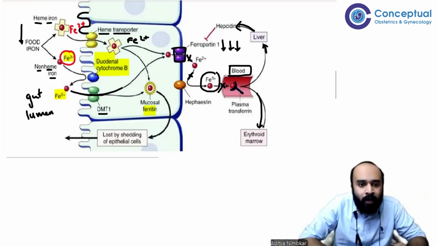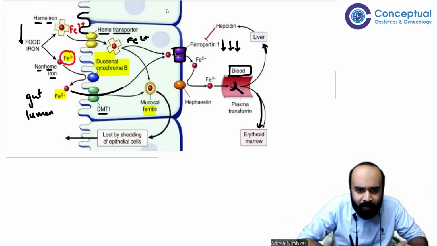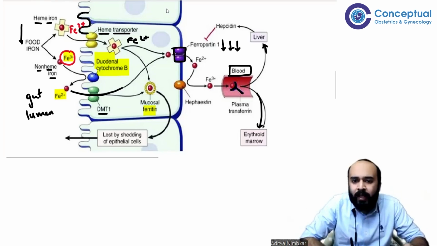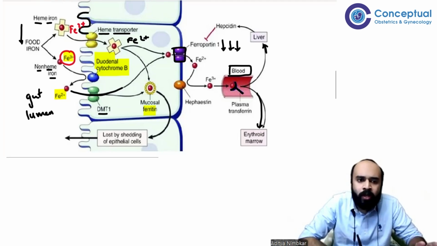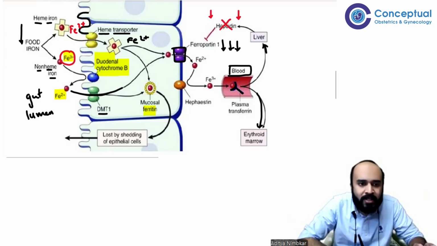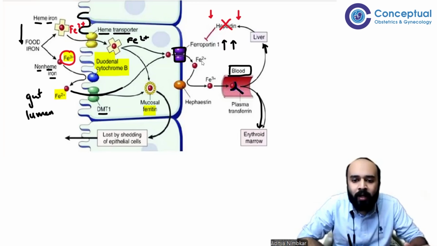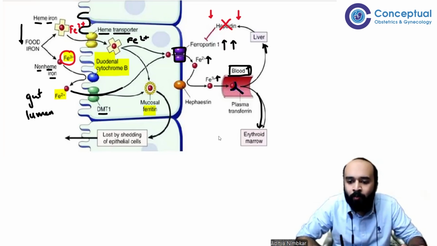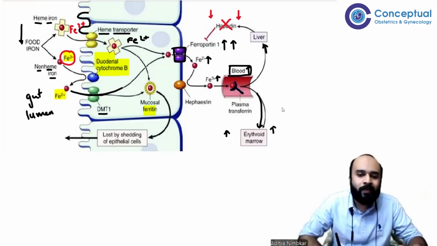Hepcidin's job of inhibiting ferroportin, this is where its role comes in. Body says, does anyone have any doubt right now? No. Okay. So the body says that pregnancy is a state where I need more iron, so let us do something. I will reduce the amount of hepcidin that is forming in my body, because once the quantity of hepcidin from the liver reduces, automatically the ferroportin receptors in my body will start increasing. If ferroportin increases, iron absorption also increases, the iron in the blood increases, and then I am going to have more iron inside my bone marrow as well for erythropoiesis.